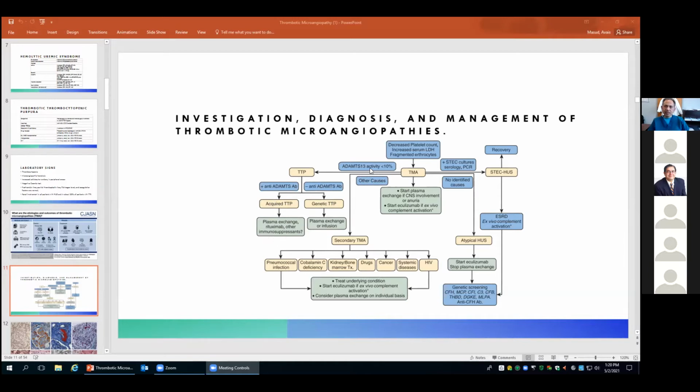Then if there is no history of diarrhea, so the history doesn't suggest Shiga toxin E. coli induced disease, or ADAMTS13 activity is more than 10%, so it's neither Shiga induced HUS nor TTP, it is basically complement mediated HUS. Then we talk about the treatment for that. These are the secondary causes of TMA: pneumonia infection, cobalamin deficiency, which is very, very rare, and drugs, cancer, HIV, or systemic diseases.